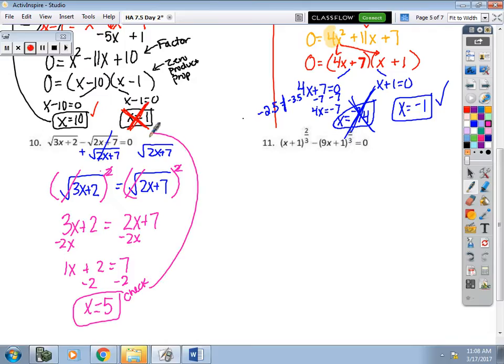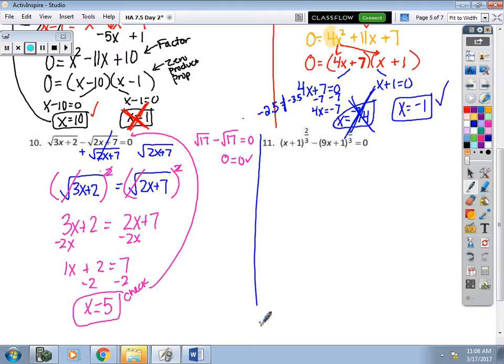Now, we're checking this in the original, and again, let's do it mentally because 5 is a pretty easy number to work with. So 3 times 5 is 15. 15 plus 2 is 17. Minus, the next square root is 2 times 5, which is 10. And 10 plus 7 is also 17. The square root of 17 minus the square root of 17 would be 0. So that one does check out.